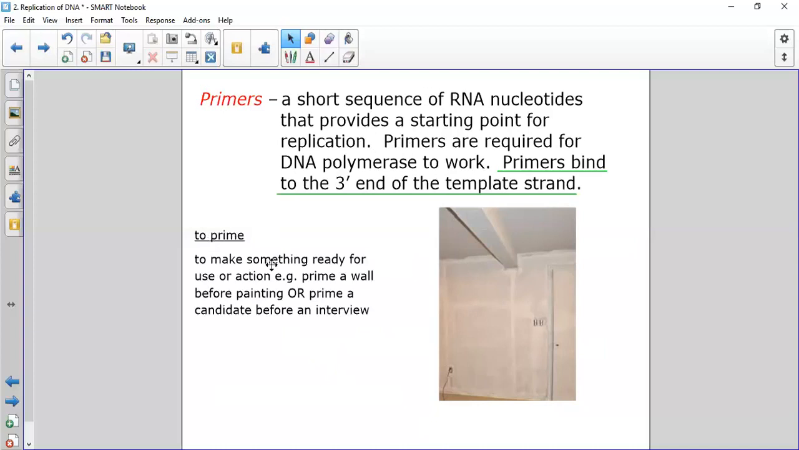And just like the word to prime, to make something ready, we need these primers to get the DNA ready to be replicated. And there's another really important bit here. Primers bind to the 3' end of the template strand. Now remember when we did the last topic, we said that the 3' end and the 5' end and the fact that the DNA was anti-parallel was going to become really important in the next topic. So this is that moment.